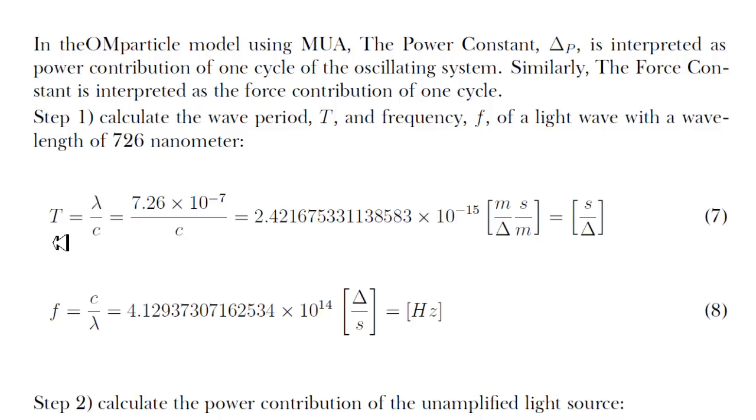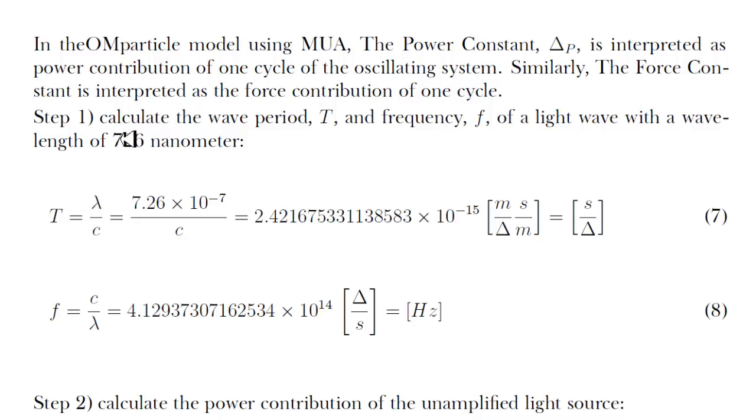Okay, so to calculate the time period, you take the wavelength and divide it by the speed of light, and to calculate the frequency, you take the speed of light and divide it by the wavelength. So these are inverses of each other. These are reciprocals of each other.